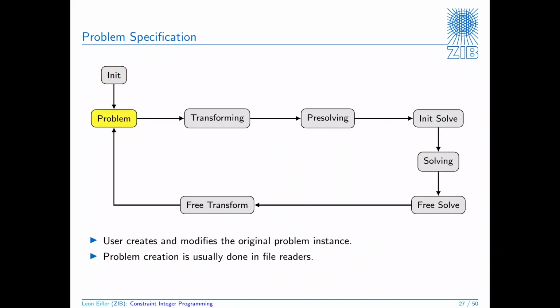Next up, we have the problem specification phase. This is where the original problem instance is either read in by a file reader or created directly through the API. Or let's say you're using PySCIPOpt, then this is where you could create your model, either also reading it in through one of the file readers or adding variables and constraints until you have everything that you need.